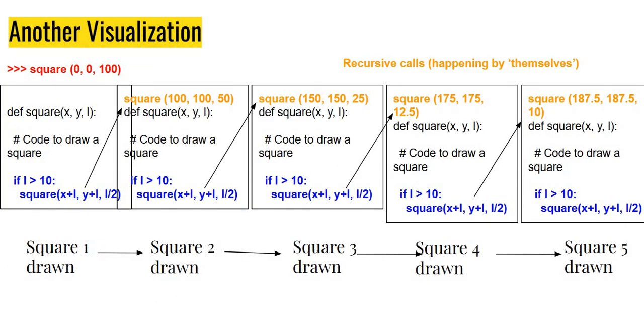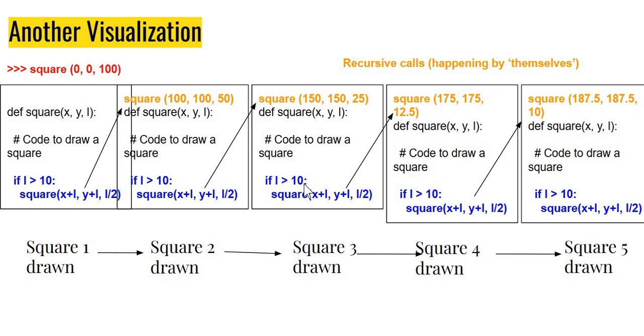Now let's see this in yet another way, because this is really important. When I call, for example, from this command line, square 0, 0, 100, this is just a regular function, which means that my execution shifts to this function. I end up drawing the first square, and then I implement this if statement. If L is more than 10, I go and call this function again. Now, once this function is called, even though I did not call it from the command line, it's going to behave exactly like a regular function, which means that I'll again draw this square. And then I ask myself, if L is more than 10, I will call this once again with different parameters. So that's 150, 150, 25.